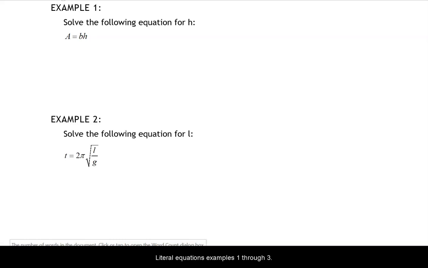Literal equations, examples 1 through 3. For literal equations, we're going to be solving to get a variable in a formula by itself, or isolated.